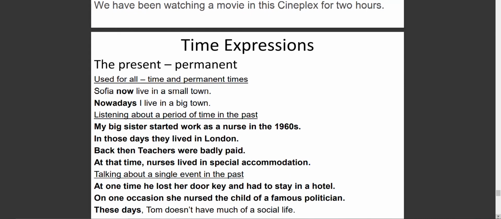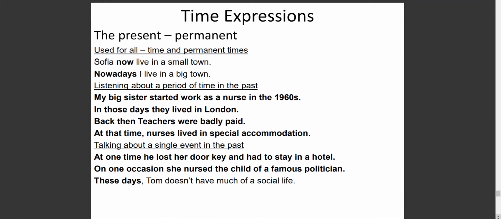Okay, now let's come to the third table, which is time expressions. Time تعبير الزمن. The present tense is used for all time and permanent times. Sophia now lives in a small town. Nowadays I live in a big town. Okay, كيف تستخدم تعابير الوقت في حالات different cases.